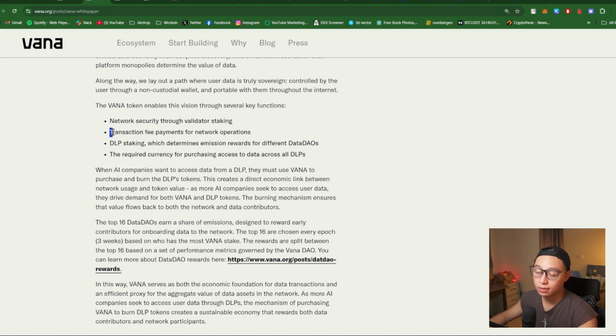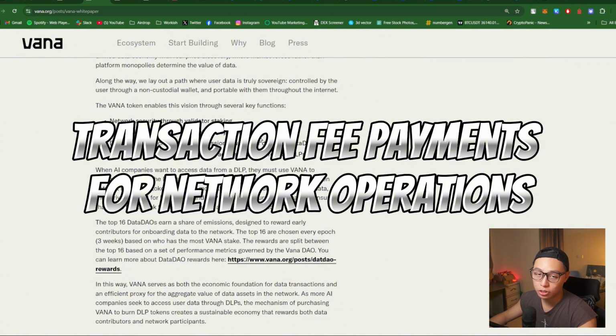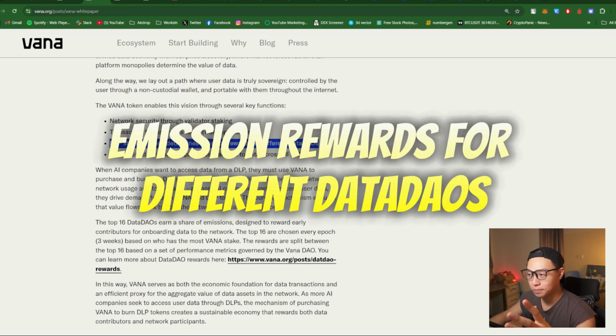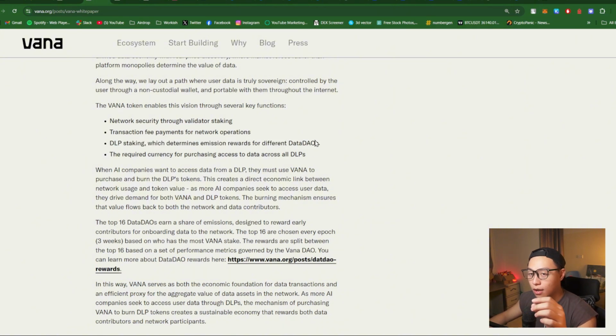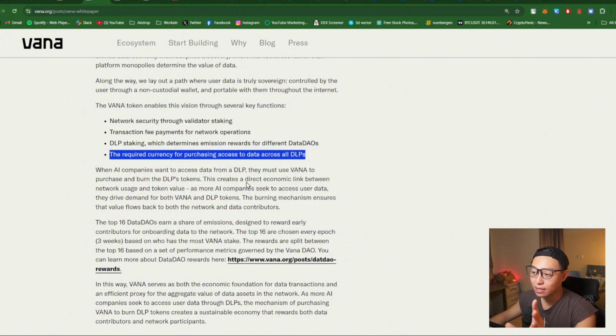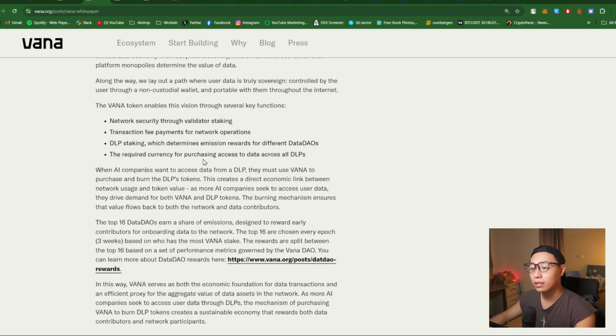The second utility is transaction fee payments for network operations. It's a layer 1, so you use VANA as a gas fee. The third one is DLP staking, which determines the emission rewards for different DataDAOs. So VANA is also the token rewarded for DLP staking. And the final one is the required currency for purchasing access to data across all DLPs. This is mainly for AI companies and AI researchers. If they want to access our data, then they need to purchase VANA to access it, and, you know, give incentives to the DataDAO.